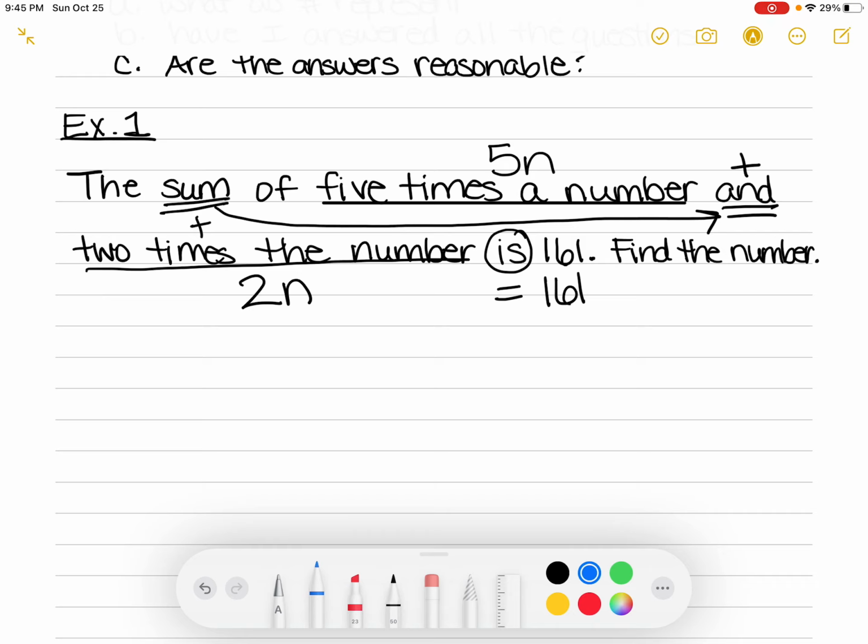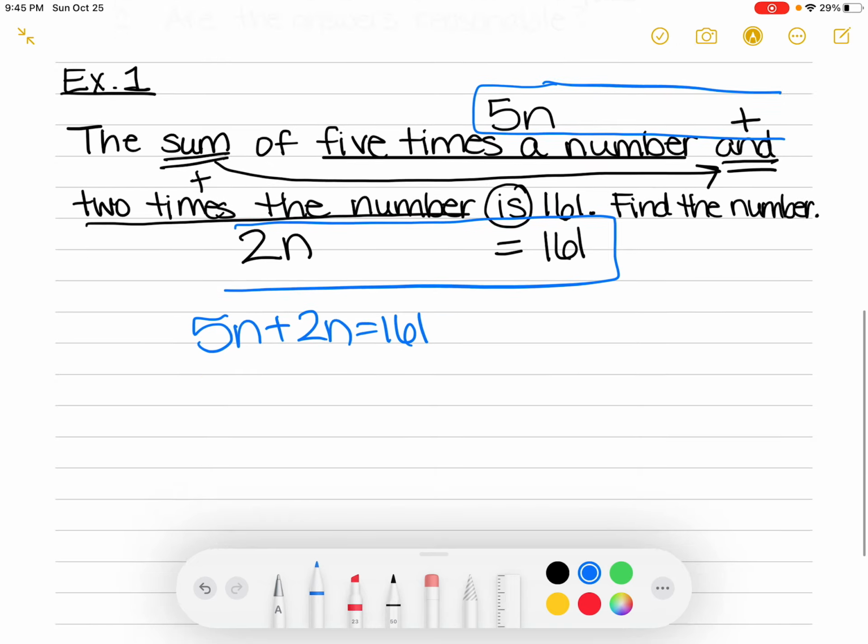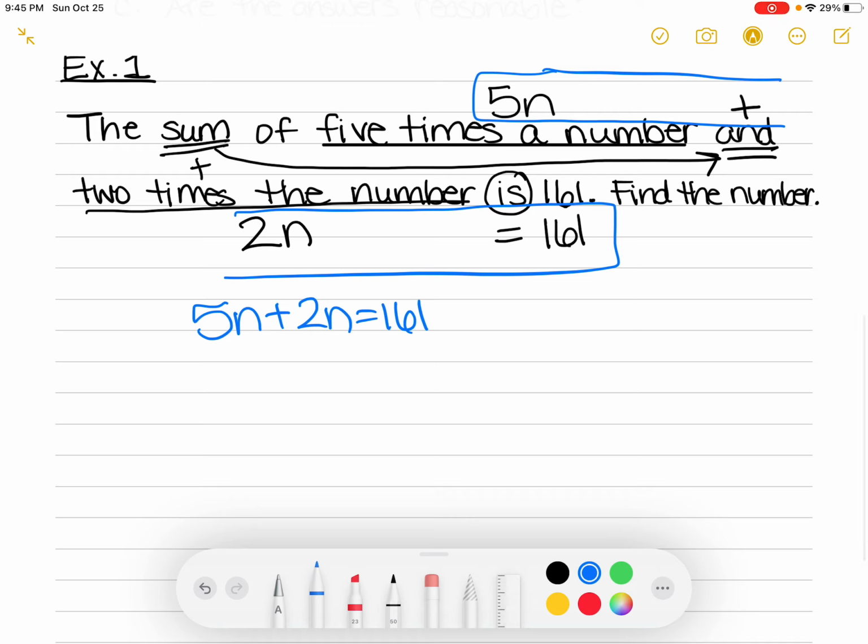So there is my equation: 5n plus 2n equals 161. So I'm going to write that down here. 5n plus 2n equals 161. And now we can solve this problem. It may not look like one that you did on Thursday and Friday, but it actually is the same type.